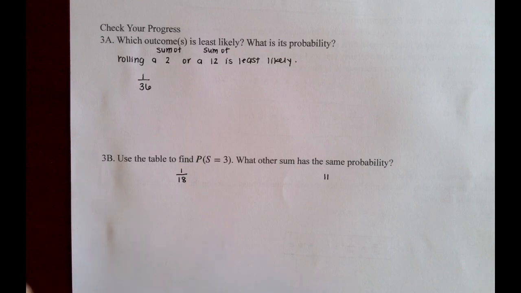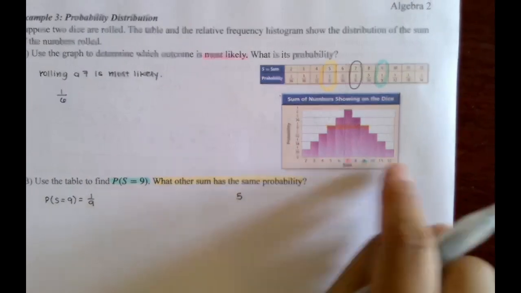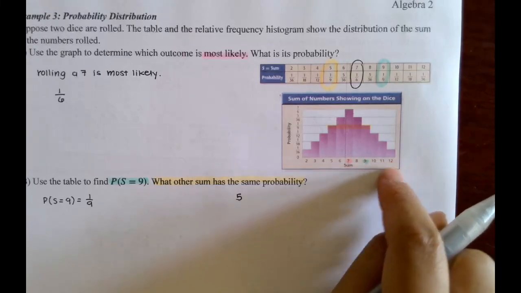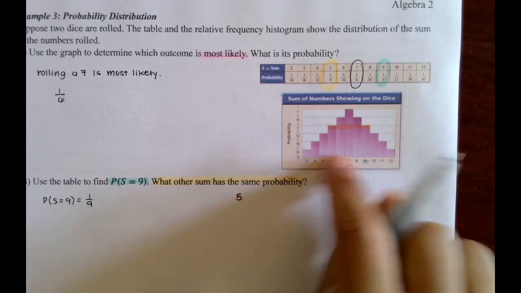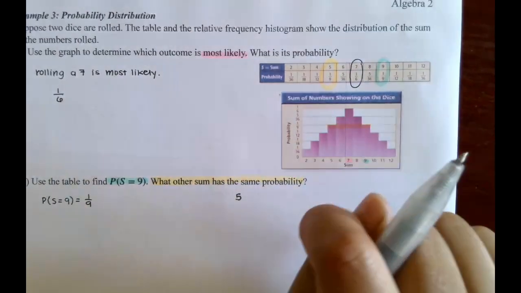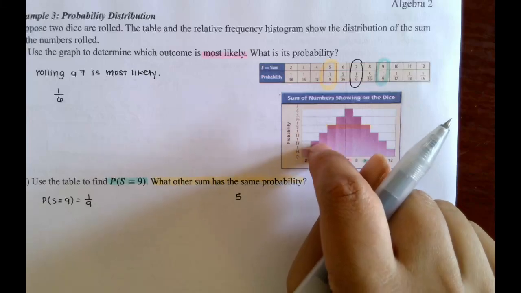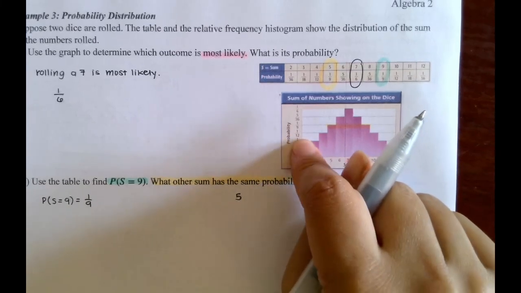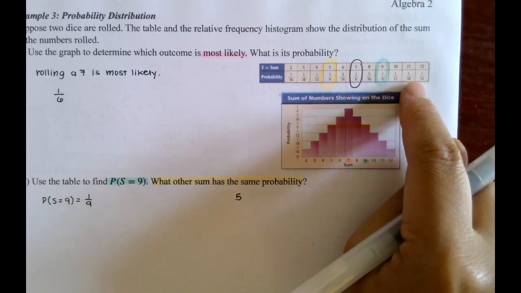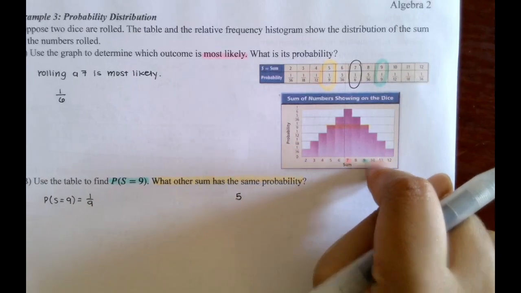That's 11. You can see that here. Which one has the lowest bar? That's 2 and 12, so that's 3A. You can see here it's 1/36, or here in the table 1/36. The probability of a sum of 3 is here. It's 1/18, or you can use this 1/18. The one that also has a 1/18 is the 11 here, or using the table, 11.